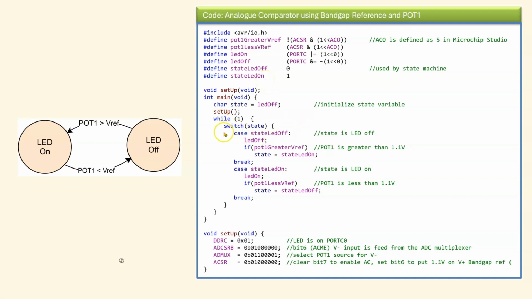We look at our state machine here. The LED is off. If the pot is greater than VREF, the state goes to LED on. In state LED on, the LED is on. If pot 1 is less than VREF, the state goes to off. And we can see the same configuration here. Bit 6 is used to select V minus to the ADC multiplexer. In the ADC multiplexer, we select port 1, and then finally we clear the bit to enable the analog comparator.